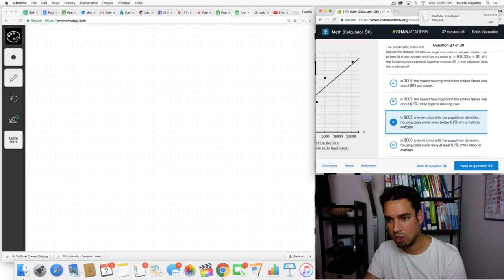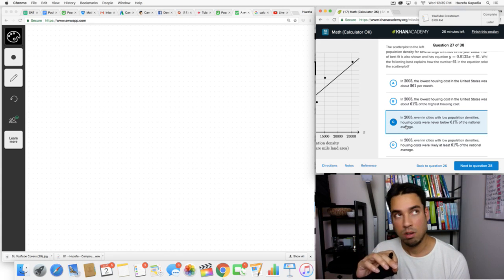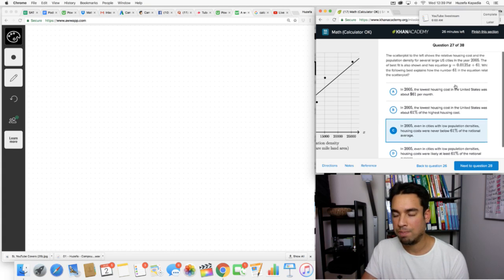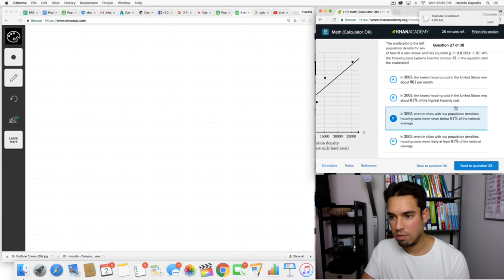I am actually going to shift to C or D. So we're never below, but that's like greater than or equal to, where at least 61% is greater than or equal to as well. Never below 61, but it could be 61. So I'm having trouble distinguishing between these two. Let me see. Housing costs were never below. I'm going to say never below, not likely at least.